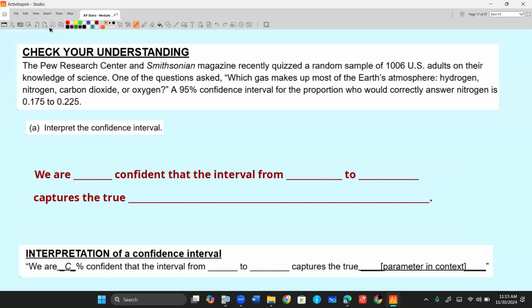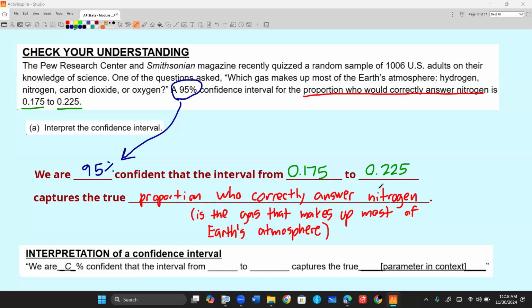So for that first part, remember for the interpretation of the confidence interval, we always want to follow this rule. We are blank percent confident that the interval from this to this captures the true parameter in context. So what is that going to look like here? Well, we are 95% confident that the interval from 0.175 to 0.225 captures the true proportion who correctly answered nitrogen. And I did put in parentheses as the gas that makes up the most of the Earth's atmosphere because that is the full context. However, I think answering nitrogen at the end would be fine.